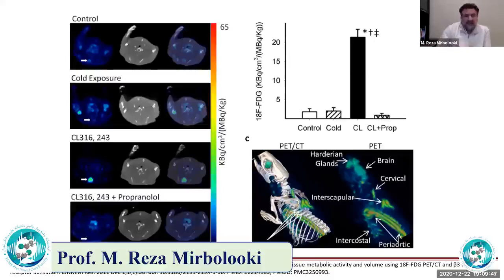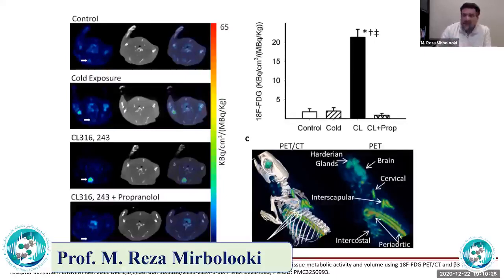So the way that we did the PET CT scan was, after the injection of the CL316, we waited for 30 minutes. Cold exposure was for 2 hours. Then we injected them with F18-FDG. We waited for about an hour, 60 minutes, for the uptake to happen. And then we ran the PET CT scan, with 30 minutes of PET acquisition followed by about 10 minutes of CT acquisition for attenuation correction and anatomical delineation of the PET images.